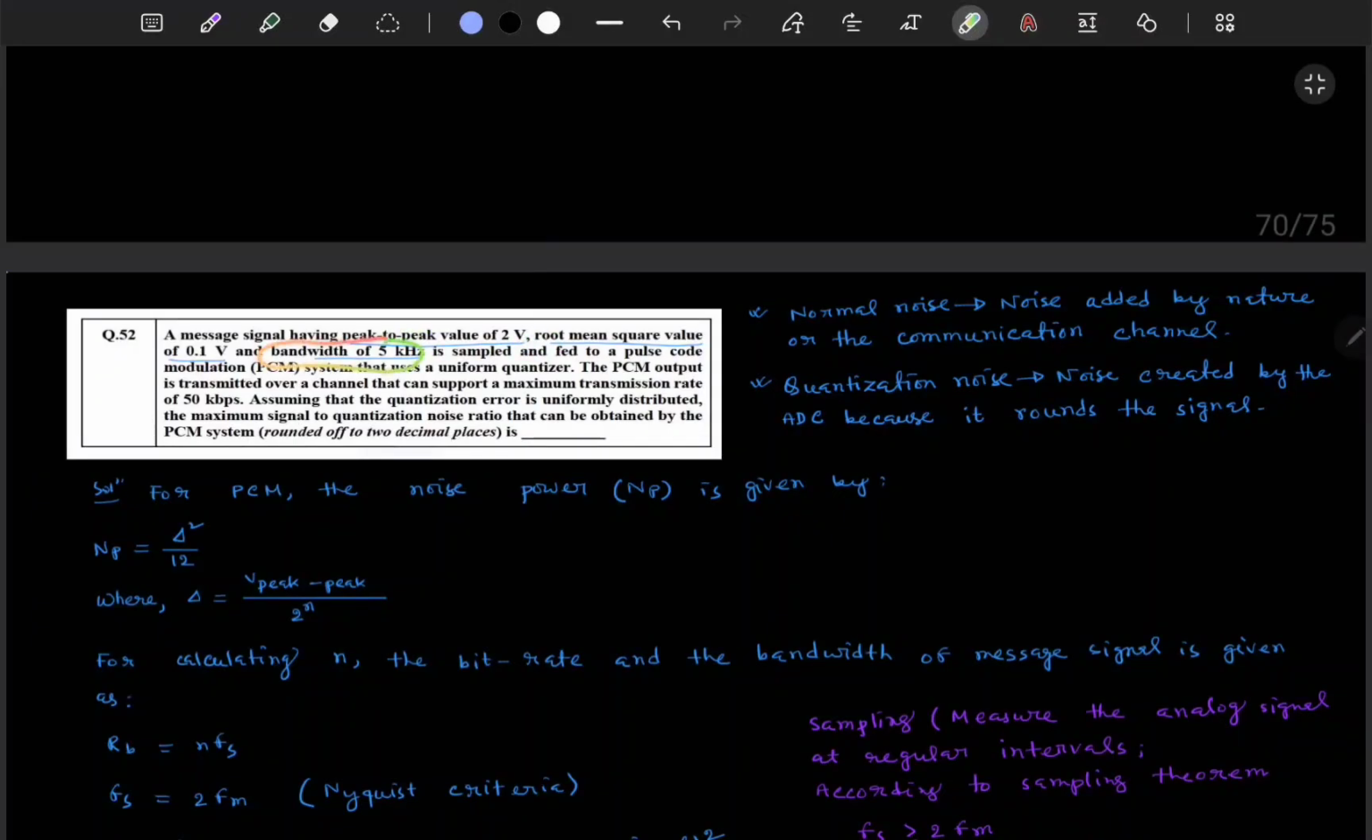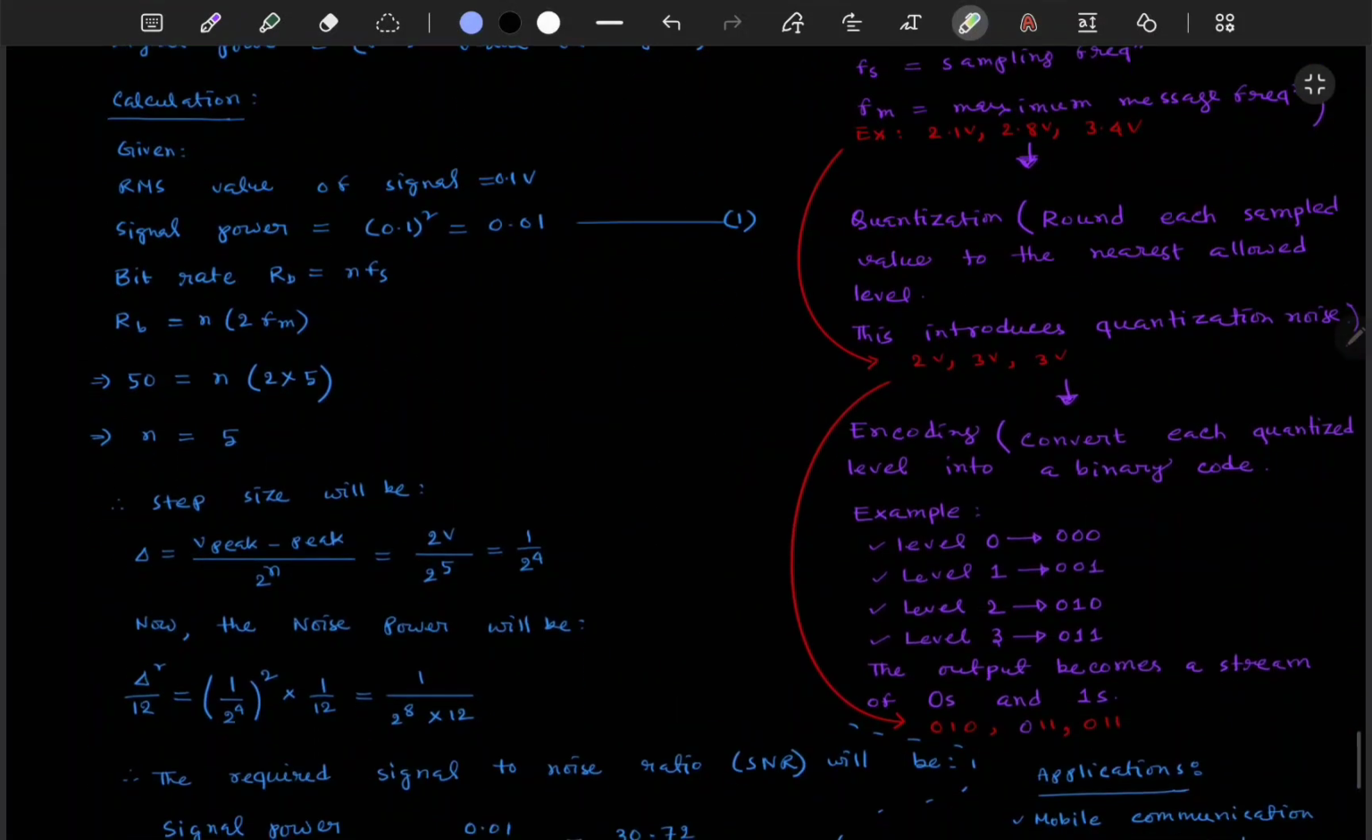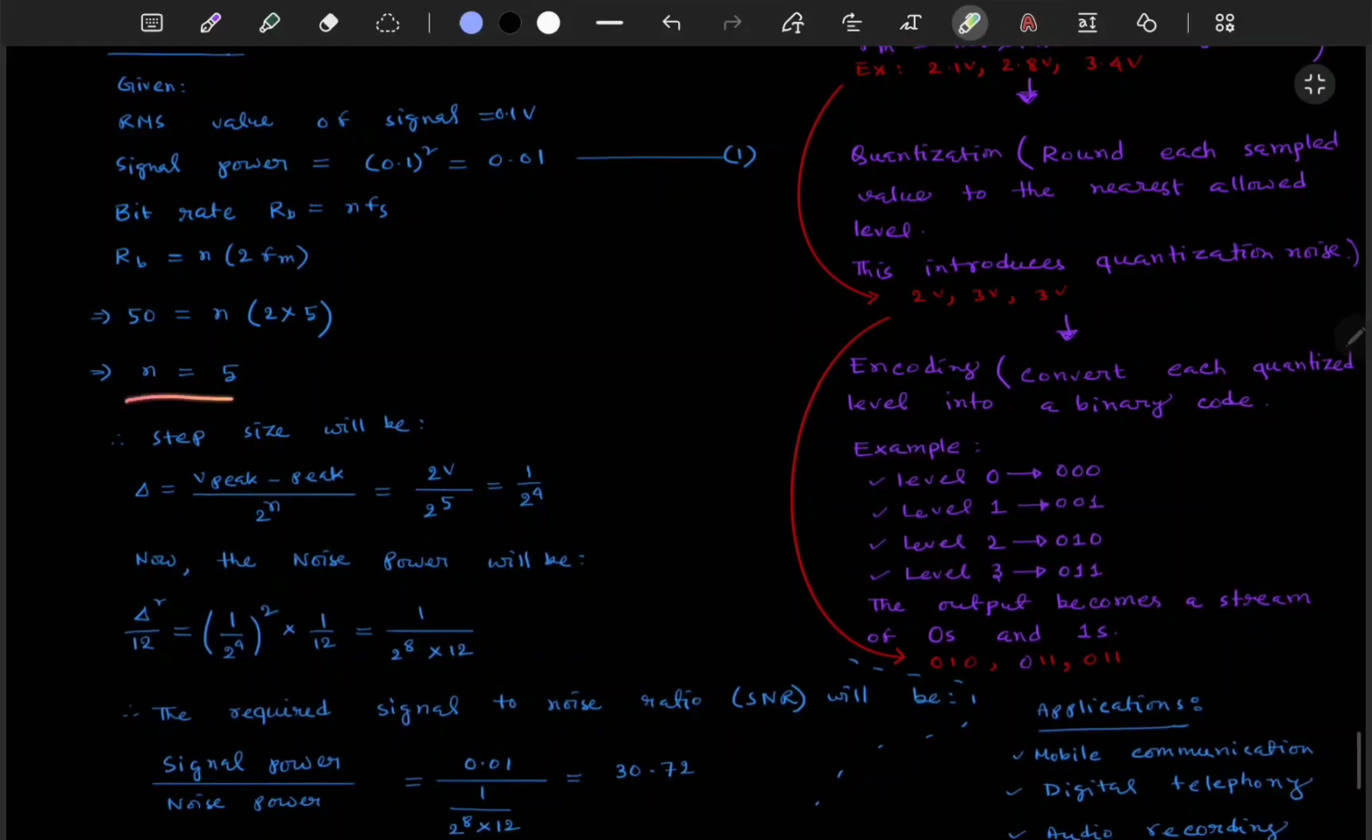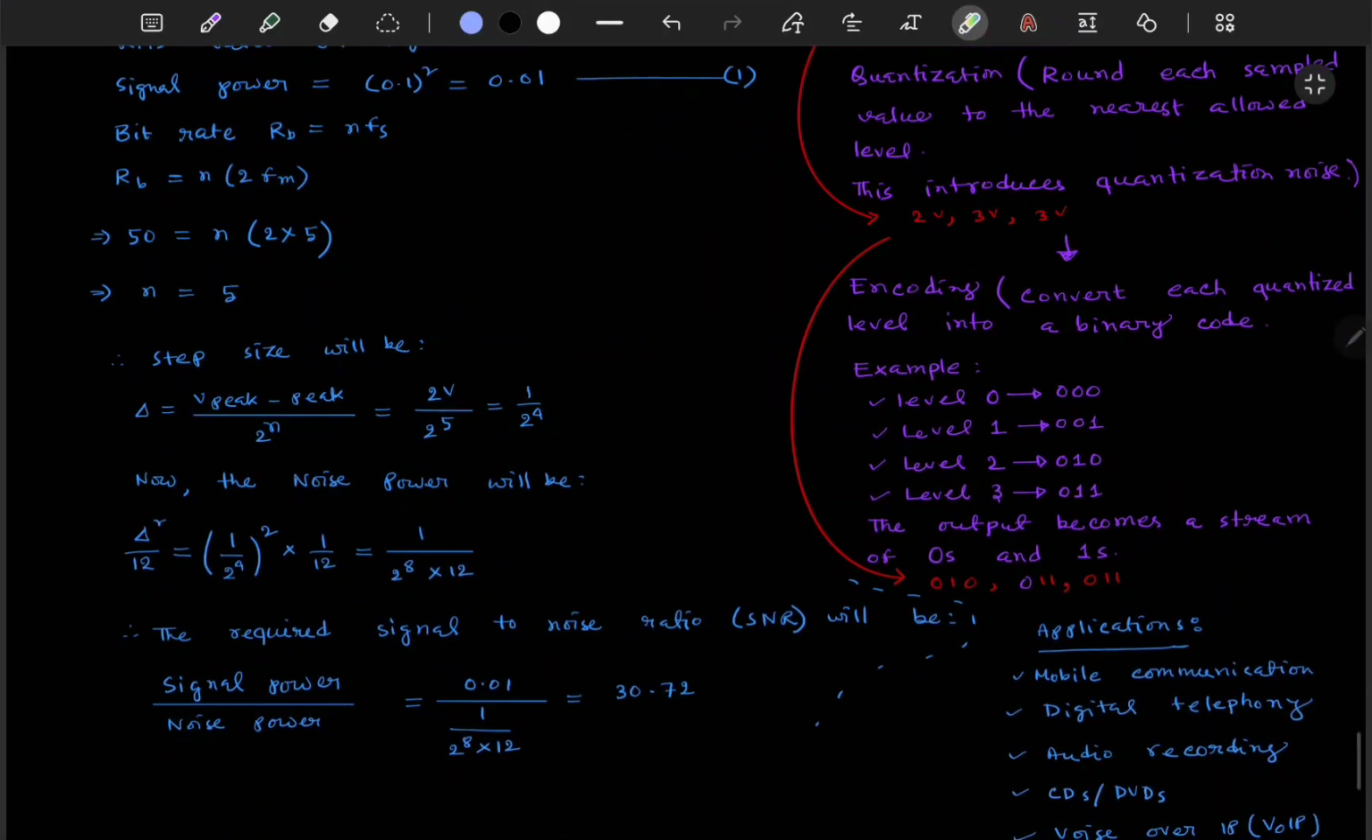Okay, bandwidth of the message signal. So from here we are getting n equal to 5. I think you got it, how we are calculating this n value. Now step size will be the peak to peak voltage by 2 to the power n. So 2 to the power 5, and peak to peak voltage is already given in the question, 2 volt. So it will become 1 by 2 to the power 4.